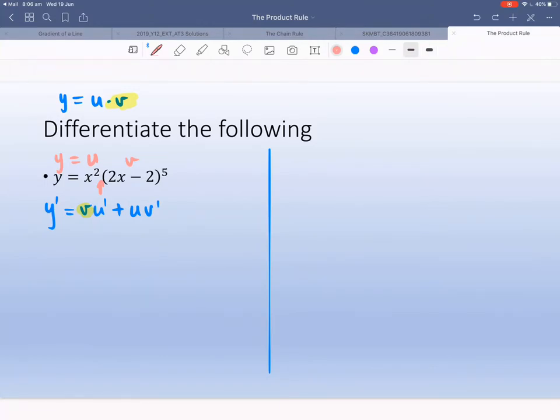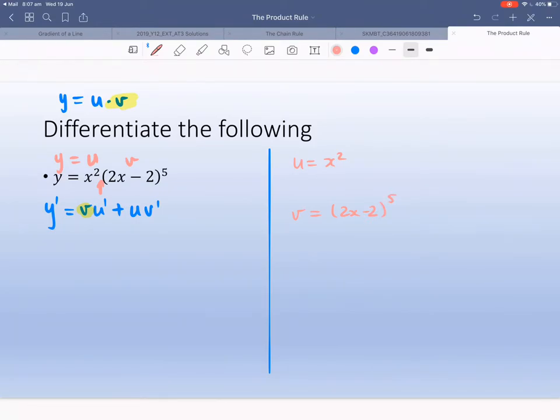Now our setting out is really important. Notice I put a line in the middle of the page already. I want you to do the same thing, and then I want you to do what I've just said. So u equals x squared. Now leave a gap. v equals (2x minus 2) to the power of 5.